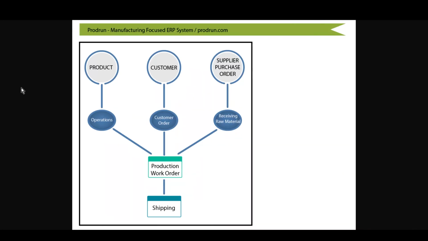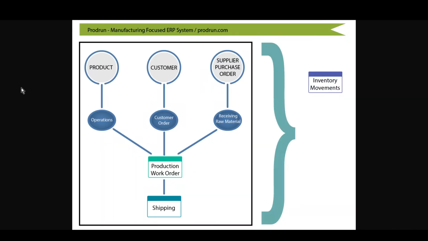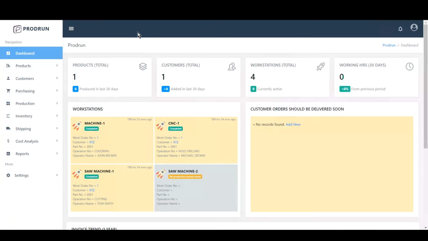After you collect your data from the main processes, in the end you will be ready to see all inventory movements in the background automatically. And the other outputs like cost analysis and reports are very important for your business data analysis. Let's see this in a real demonstration.